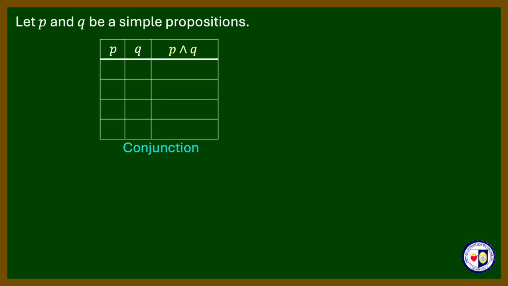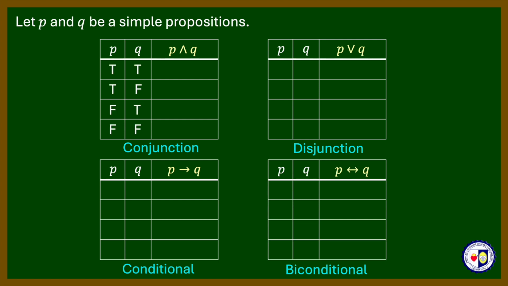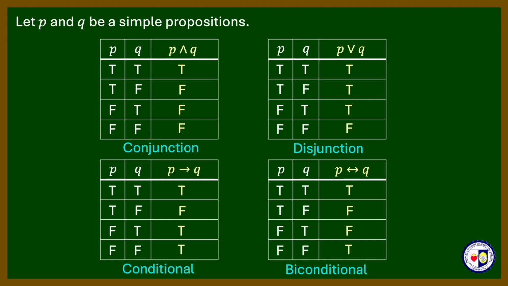Now, to understand this, let us recall the 4 logical connectives and their respective truth tables. Here we have the conjunction, disjunction, conditional, and biconditional. Now, we're going to apply these truth tables in order for us to construct another random compound proposition. So, the truth tables of random compound propositions.